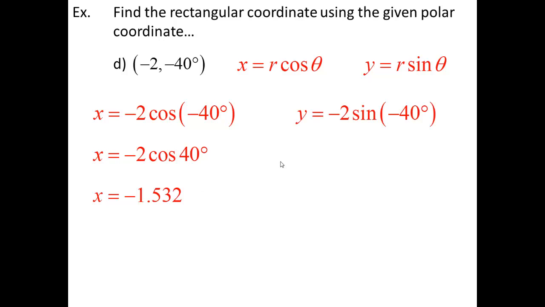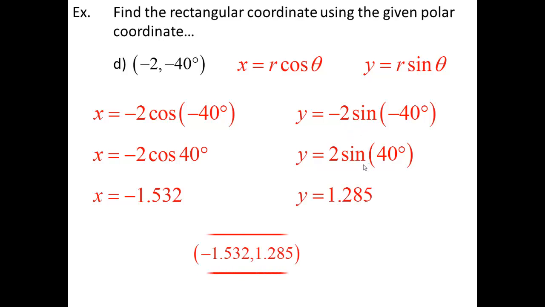We can do the same thing for the y. And if I were paying attention, again, I don't have to hit the negative button if I remember that sine is an odd function. And with an odd function, I can really just take that negative and pull it to the outside so that I don't have to do either of those negatives. But either way I type it in, I should get 1.285. So there is my coordinate in rectangular.